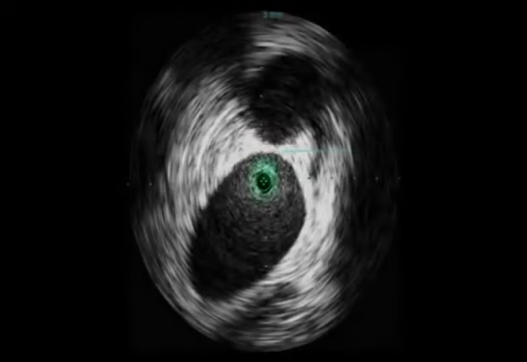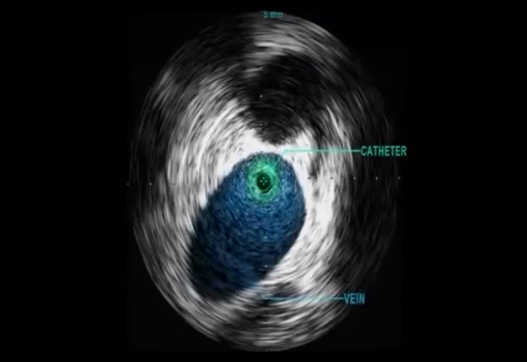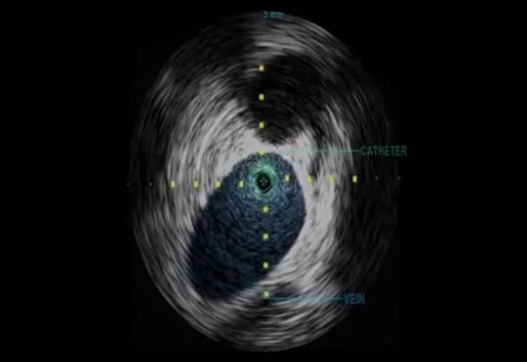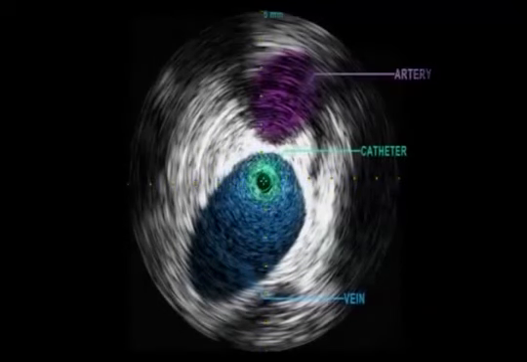What we're seeing here is a catheter inside of a vein. These are cross sections, so the vein's coming out towards the screen. You're going up and down a tube. And above it we see the artery, and this is how we see it anatomically in the body.